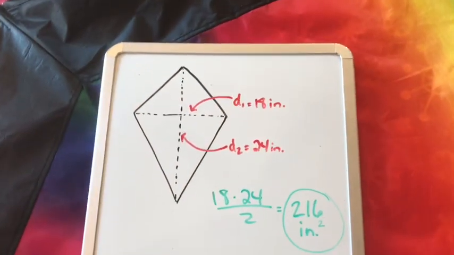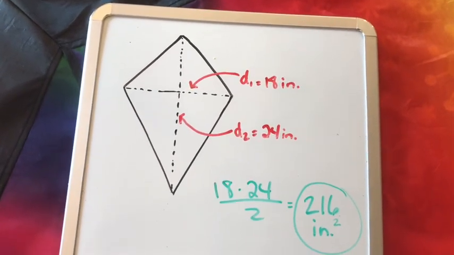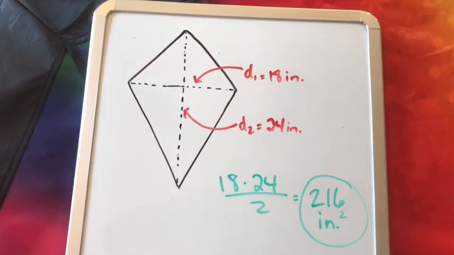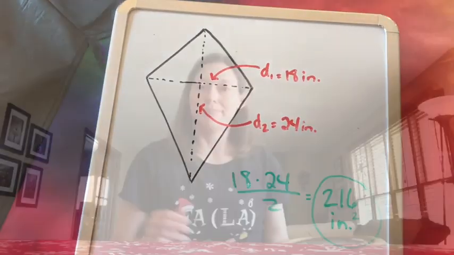So for my kite, my two diagonals are 18 inches and 24 inches. And so I multiply them together, divide by 2, and I get 216 square inches.